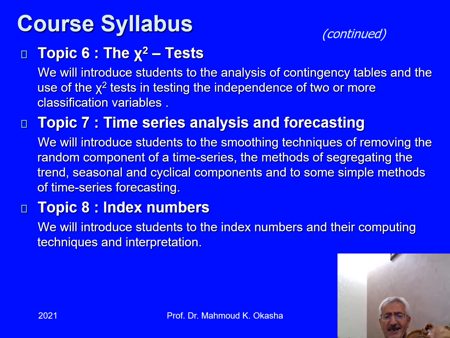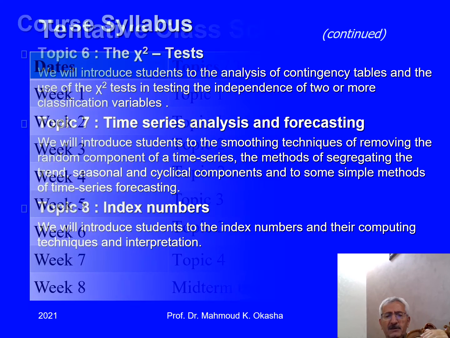The last topic is the index numbers. Index numbers is a tool for studying the inflation, how the prices change from time to time, from year to year. So it is a good tool for studying the inflation. So it will be useful for accountants, economists, and business administration specialists, right? These are the eight topics which we are going to handle in the course.